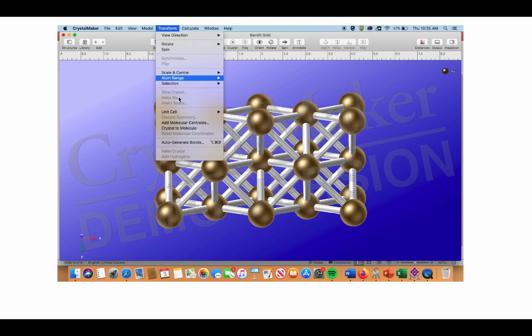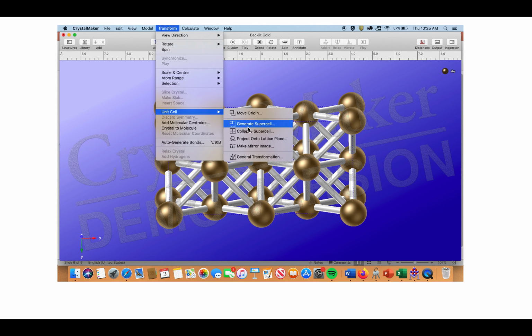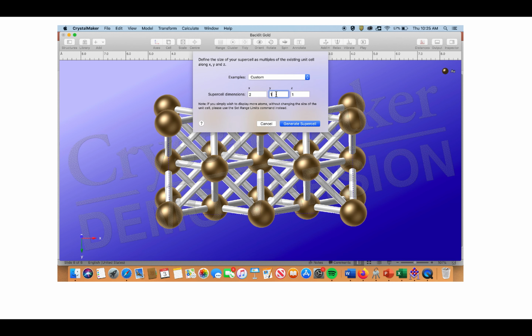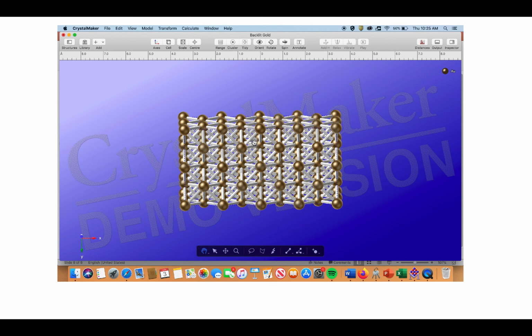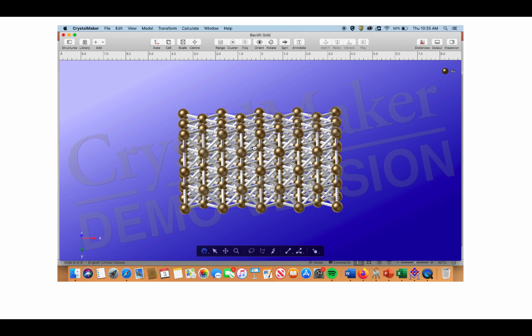That was adding one additional unit cell. If we go to Unit Cell, Generate Supercell, instead of adding one, let's make it where we have 2 by 2 by 2. Okay, that gives us a lot more. Let's change the scaling on that. So we can zoom out then.